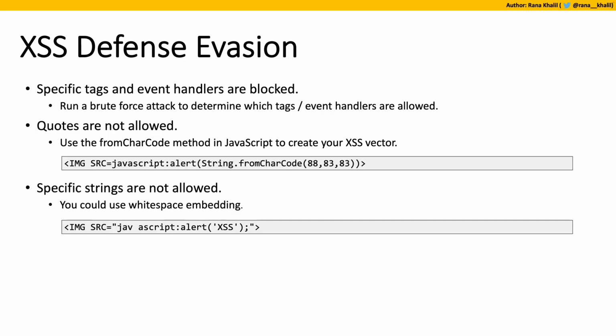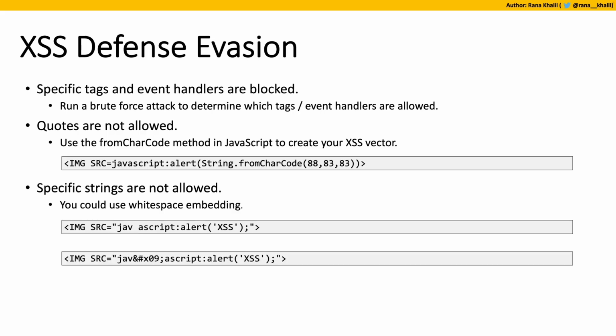Another filter could be that specific strings are not allowed. This can sometimes be bypassed by adding white spaces to break up keywords. This works because browsers can be a little bit lenient when it comes to white spaces in HTML and JavaScript. And so let's say the string JavaScript is not allowed. What you could do is simply add a tab in between the word to break up the word, and therefore it does not get picked up by the filter in the application. You could even use the encoded version of a tab.